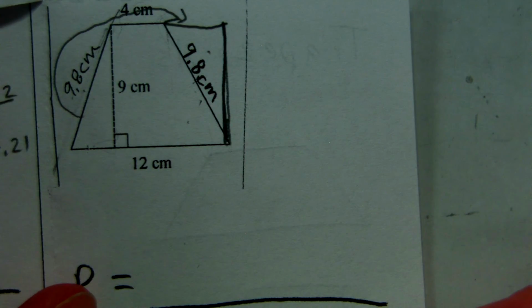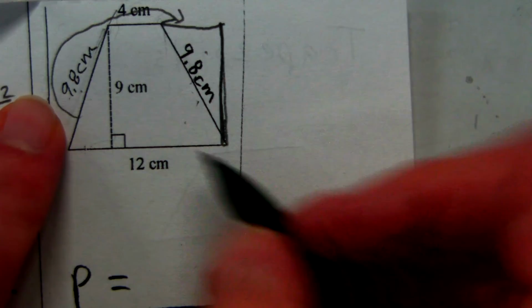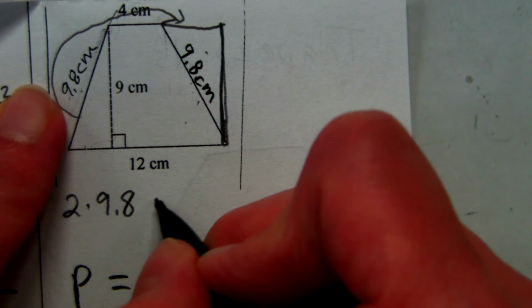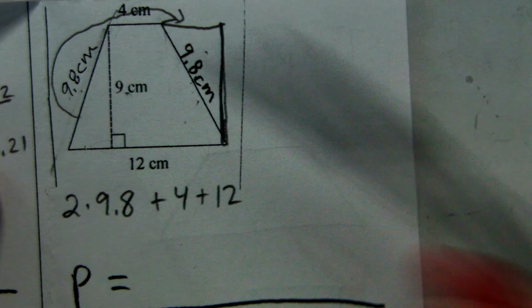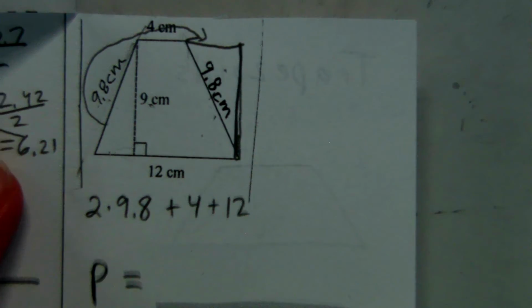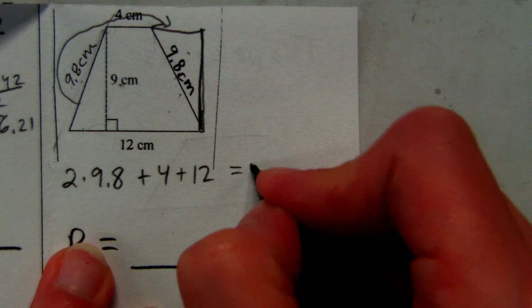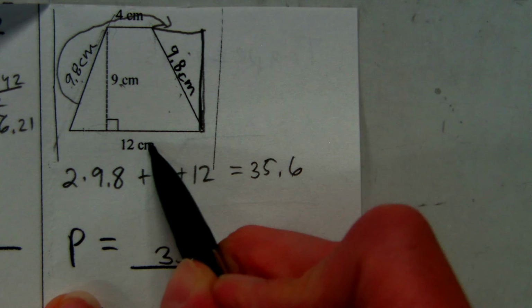And I got ahead of myself again. I should still do the perimeter first. So the perimeter, we're going to add up all the sides. So if you want, you could write 2 times 9.8. It's a little shorter than 9.8 plus 9.8. And then add the 4 and the 12. I'm not using the 9. Why am I not using the 9? Because that's the height. It's inside. Perimeter is the outside. So we're going to add up all of that for the perimeter. So 2 times 9.8 plus 4 plus 12 is 35.6. So my perimeter is 35.6 centimeters. I'm just checking my label.